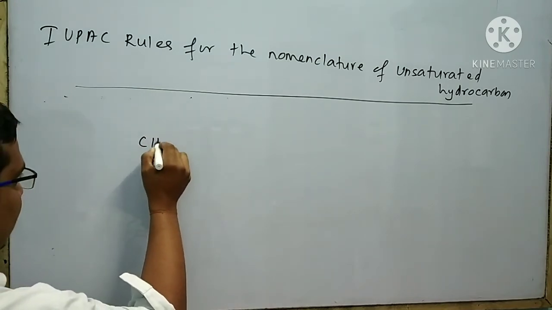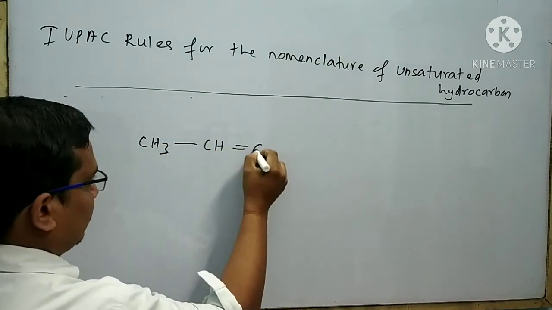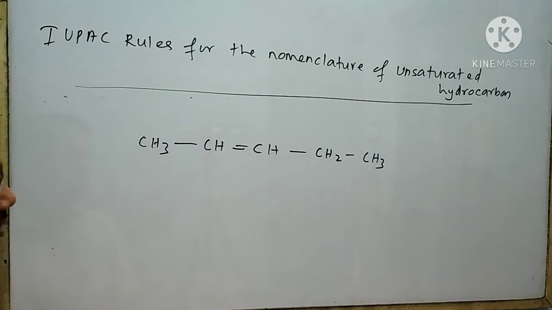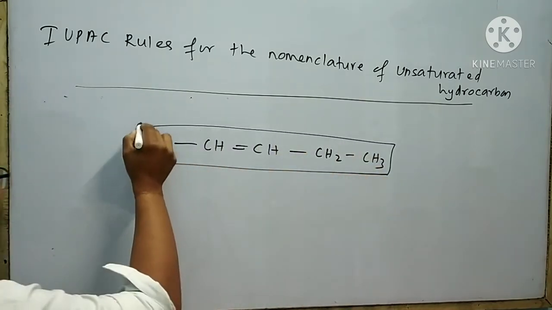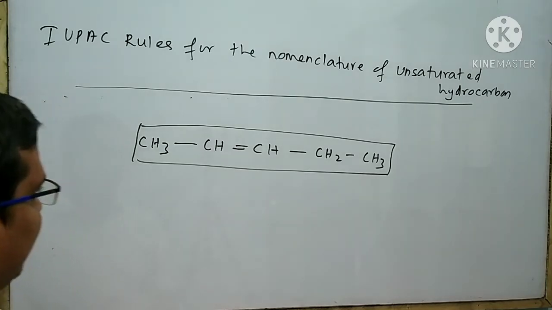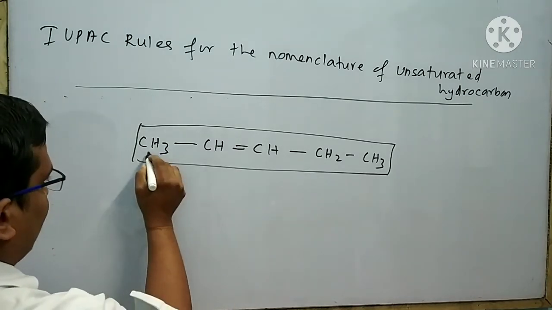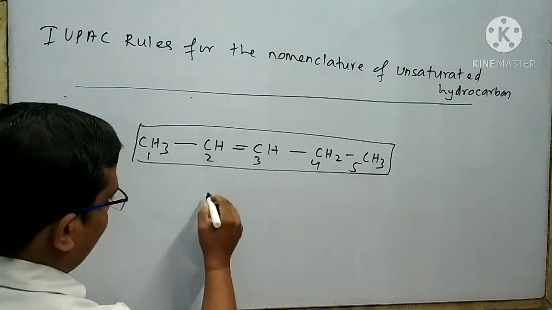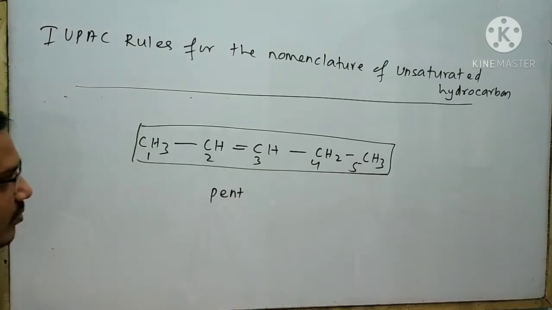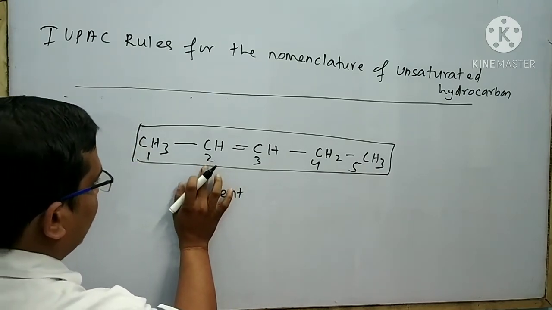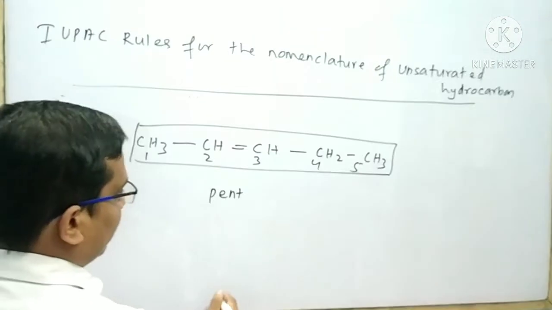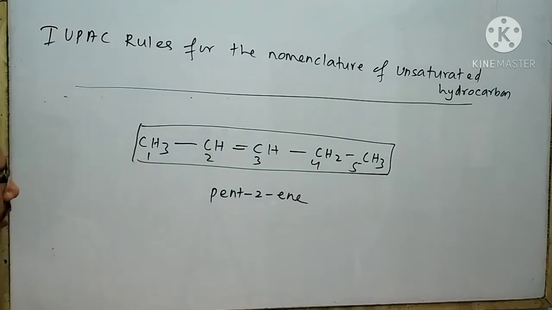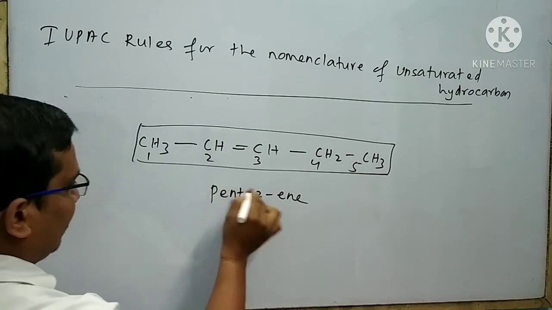Suppose take another example: CH3 bond CH, double bond CH, bond CH2, bond CH3. What will be the name of this compound? This is the parent chain. Here no side chain is present. I can start the numbering like this: 1, 2, 3, 4, 5. Here 5 carbon atoms are present, so the root word is pent. The double bond is present in between 2 number carbon and 3 number carbon atom, so I write here hyphen 2 hyphen ene. The name of this compound is pent-2-ene.